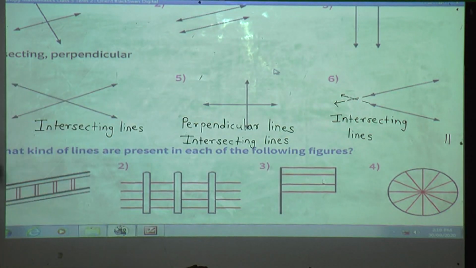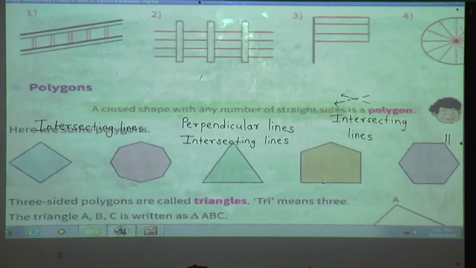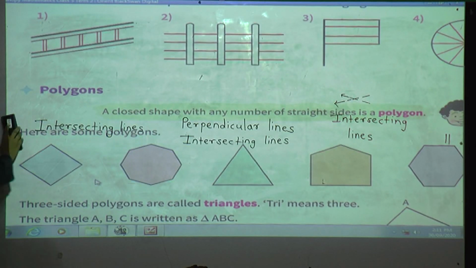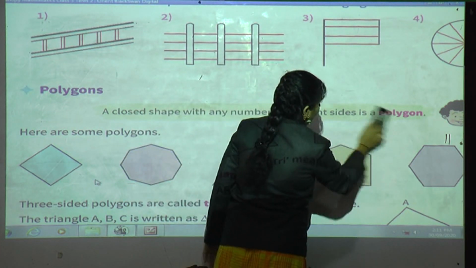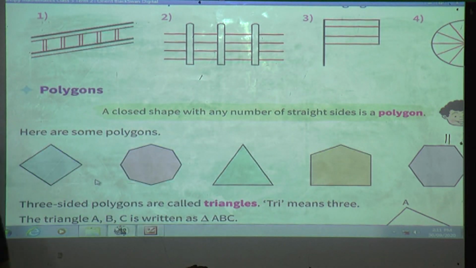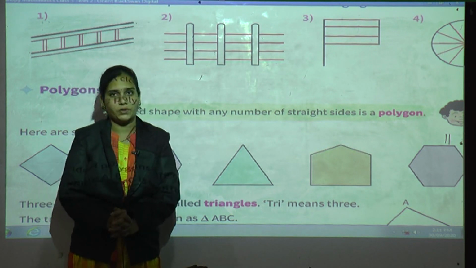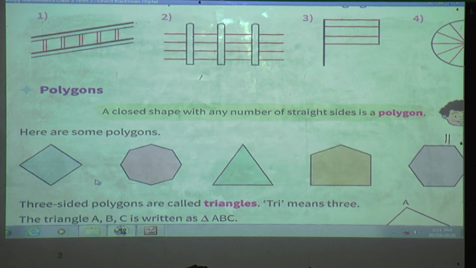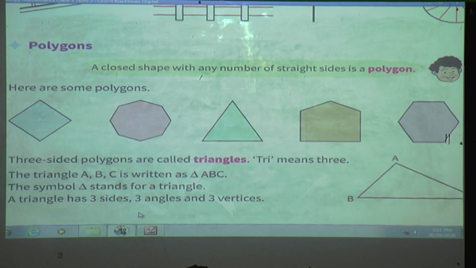So students, we have completed our first question. Again our next point, polygon. What is the definition of polygon? See, a closed shape with any number of straight sides is a polygon. Here are some polygons. You can see on page number 13.